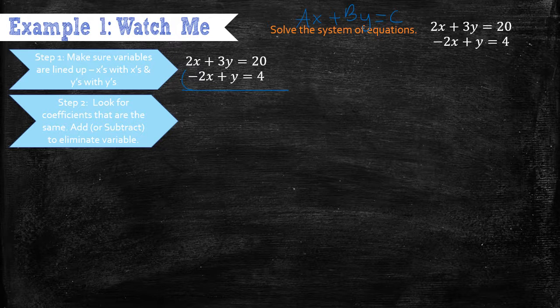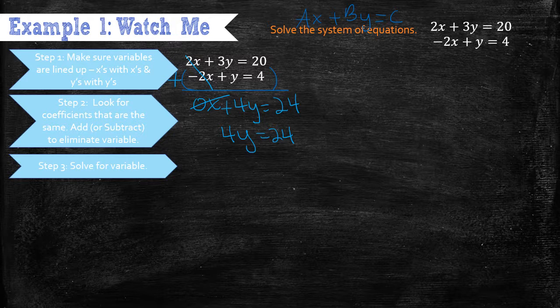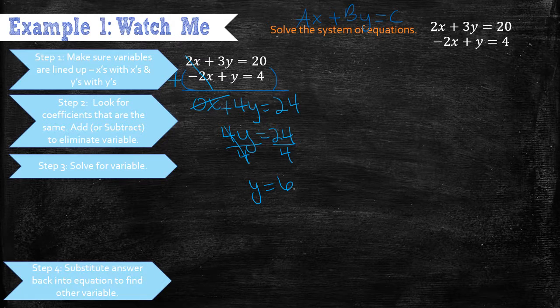So when I do this, all I'm really doing is adding this bottom equation to the top equation. So 2x minus 2x is just 0x. Those cancel. 3y plus y is going to give me 4y. And then 20 plus 4 is just 24. Okay, so this 0x term really isn't here, so if you just wanted to write it like 4y equals 24, that's totally fine. And now I just want to solve for my variable. So I'm going to go ahead and divide both sides by 4, since 4 was being multiplied by the y. And when we do that, we're going to end up with 6 for my answer for y.